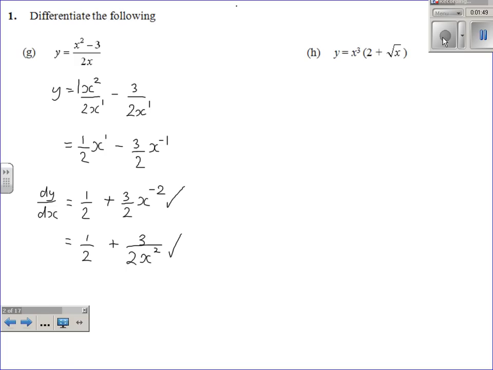Okay, 1h. Similar to the previous one, it's not quite ready to go at the moment. We've got some brackets in there, so the easiest thing to do is just to expand those brackets, and then we should have terms that we can differentiate. So x cubed times 2 is 2x cubed plus, and you've got x cubed times, and this here, remember, is x to the power of a half, and when you multiply with indices, you add the indices. So you've got x, and then you've got your 3, add your half, and 3 is the same as 6 over 2 plus a half, so hence your 7 over 2.